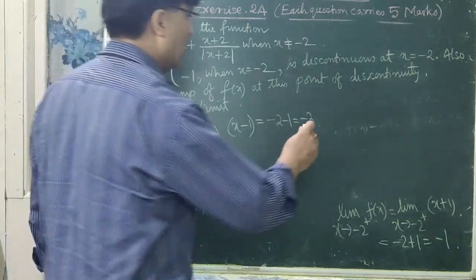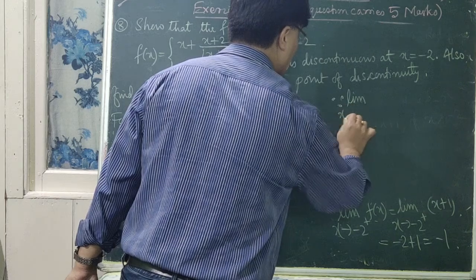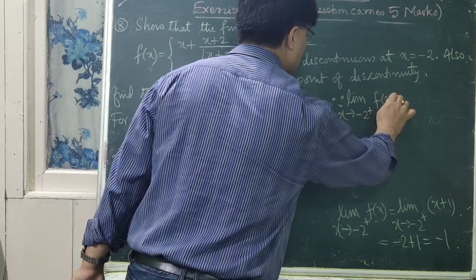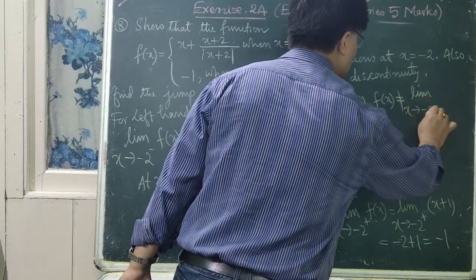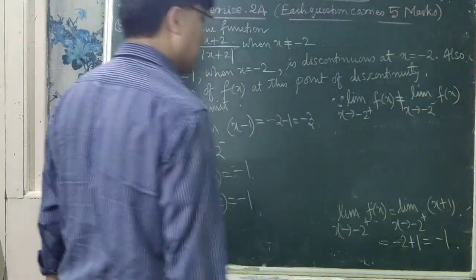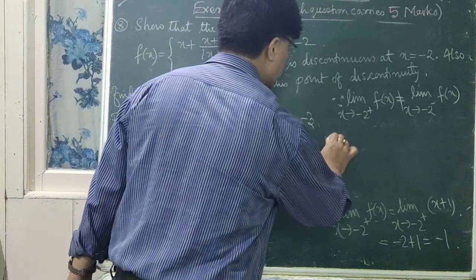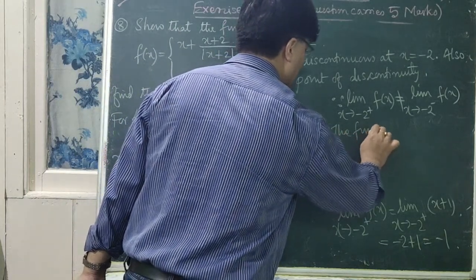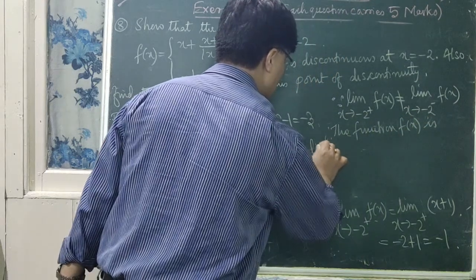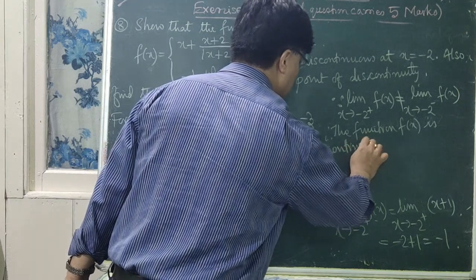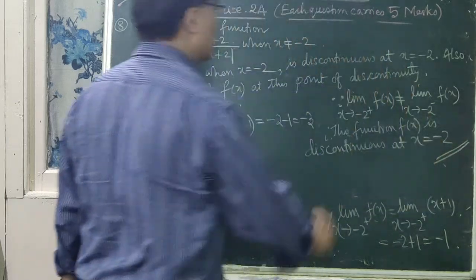So now you'll write here, since limit x tends to minus 2 plus f of x is not equal to limit x tends to minus 2 minus f of x. Since right hand limit is not equal to left hand limit, therefore the function f of x is discontinuous at x is equal to minus 2. So it is proved.